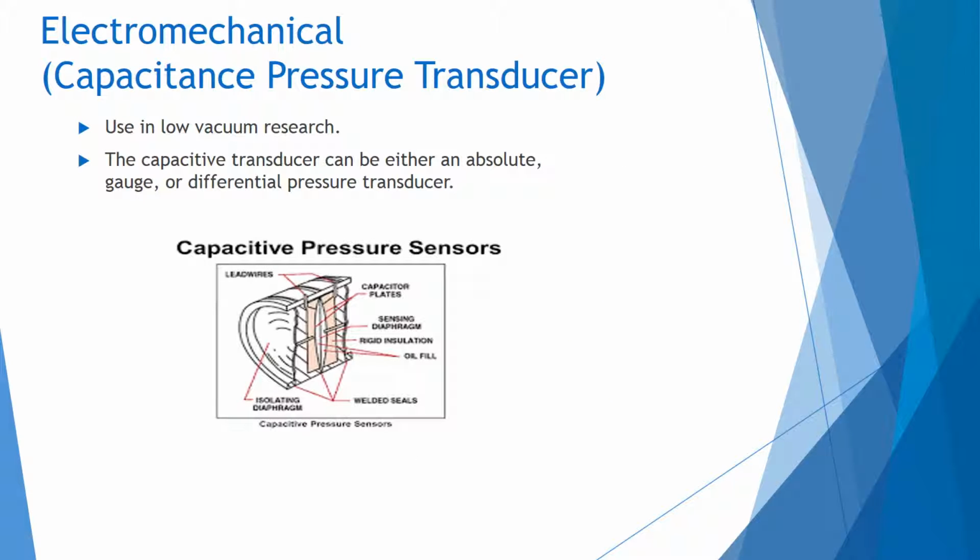Let's now go to electromechanical sensors. One example is the capacitance pressure transducer. They are used in low vacuum research and they can be either an absolute, gauge, or differential pressure transducer. As you can see in this image, the parts of the capacitive pressure sensors: lead wires, capacitor plates, sensing diaphragm, rigid insulation, oil fill, welded seals, and isolating diaphragm.